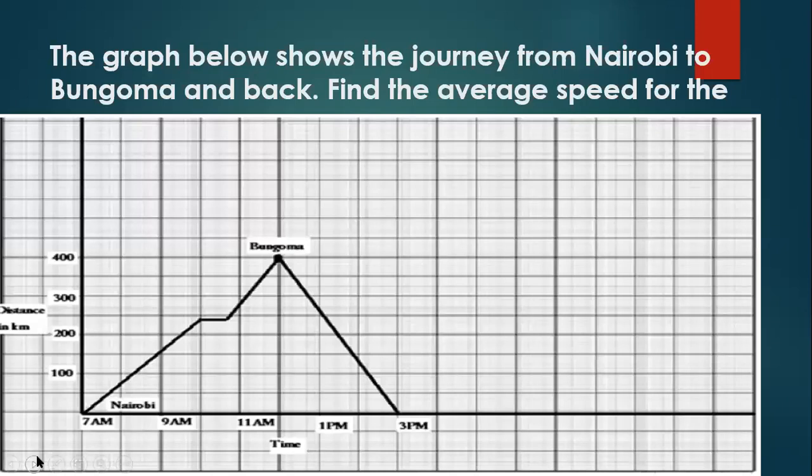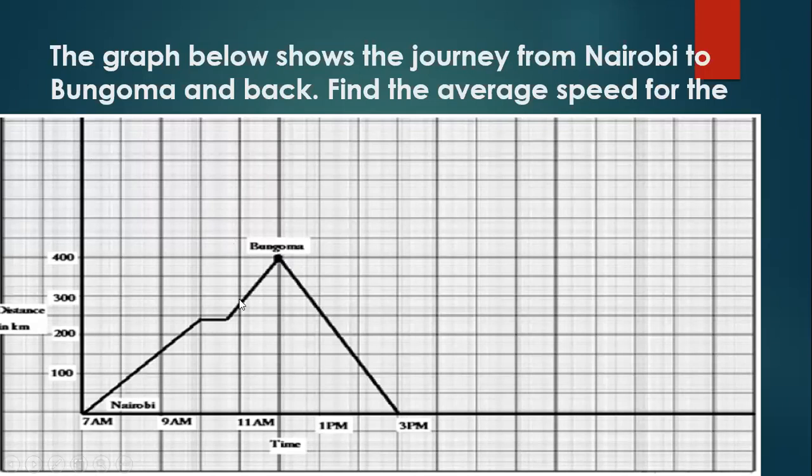Then another example for us today. This topic is very, very easy. The graph below shows the journey from Nairobi to Bungoma and back. So the keyword here is back. You have traveled from Nairobi, Nairobi is down here, to Bungoma, and then you also went back. Find the average speed for the whole journey.